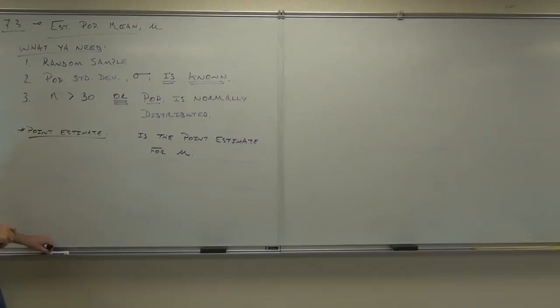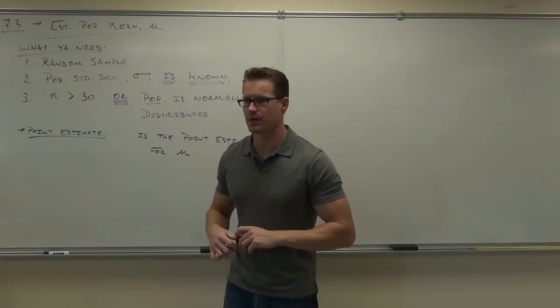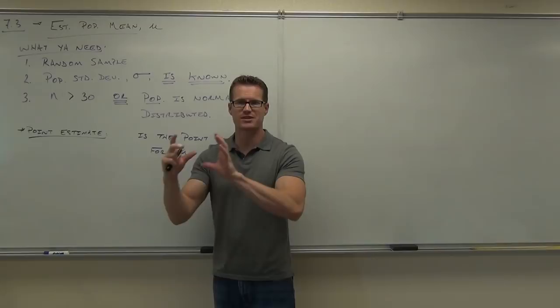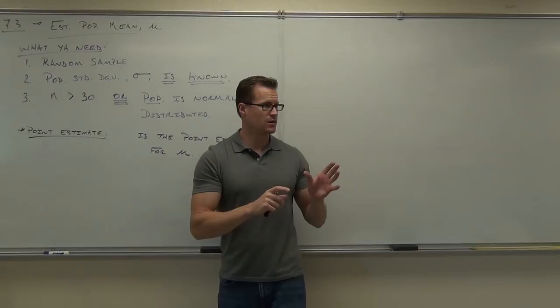P-hat was a point estimate for P. Why? Because P-hat came from a sample. P was from a population. Of course, what you're trying to do is get a piece of information, a statistic from a sample that's being used to represent a population. Are you with me on the idea of a point estimate? You absolutely must know what a point estimate is.